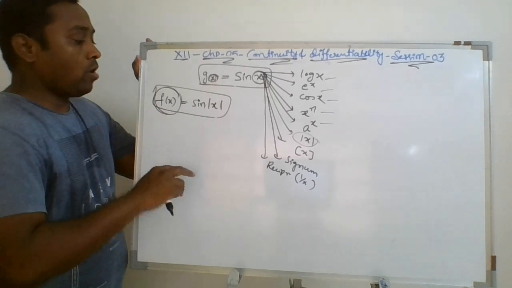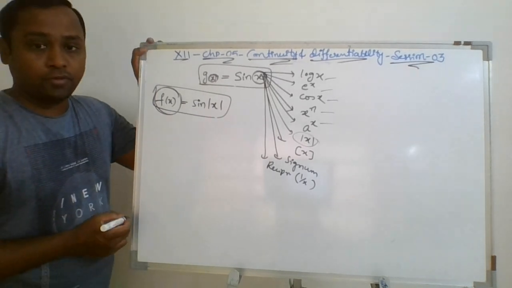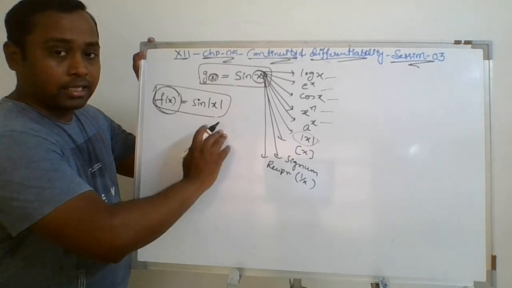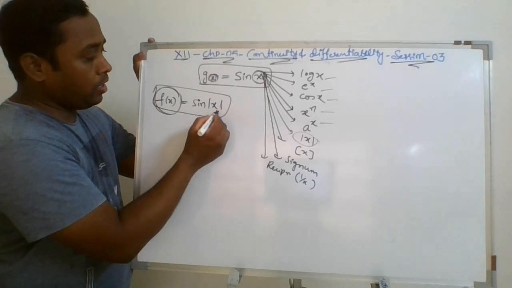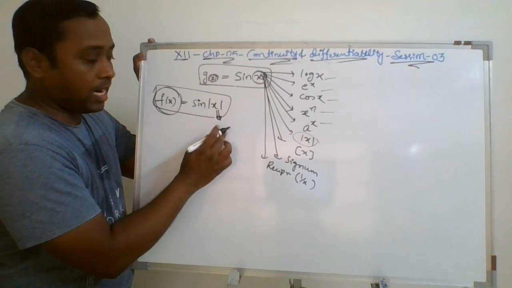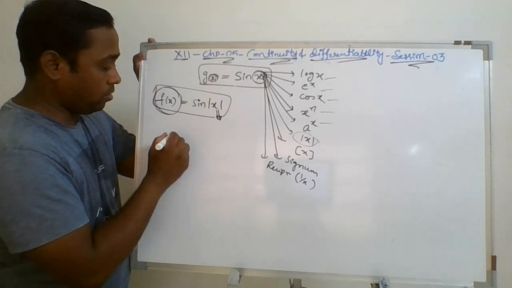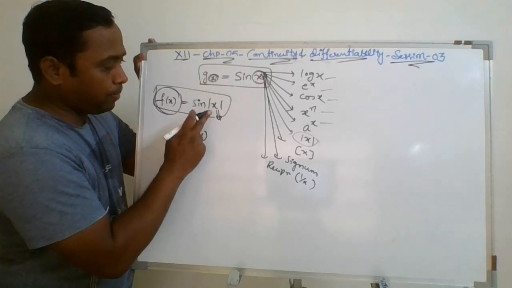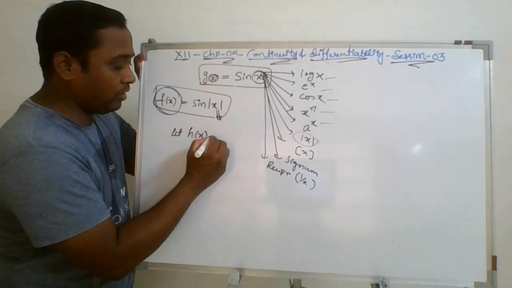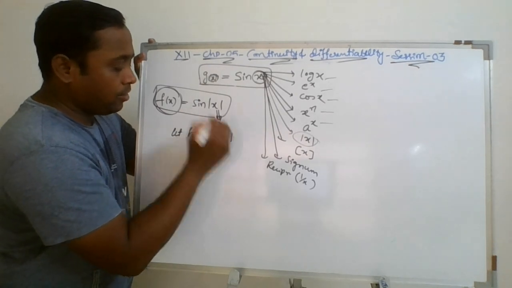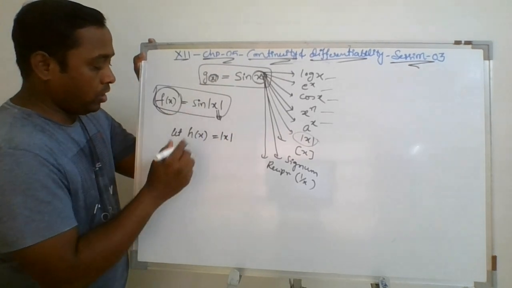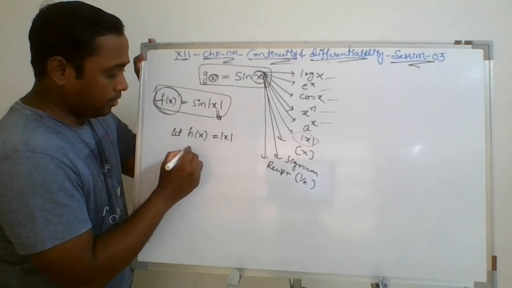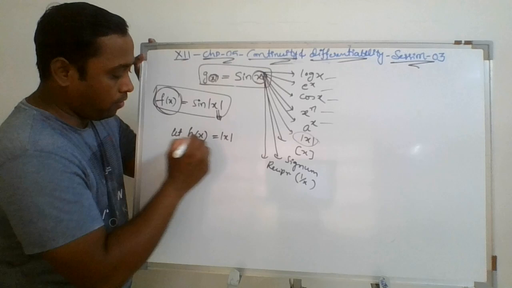So how will we write this composition of two functions in a proper manner? See, if it is given like this, first you will assume the inside function with another letter, like let h of x, I am representing the modulus function with h of x. So ultimately now this function, sin of mod x, is represented by, let us say, g of x.